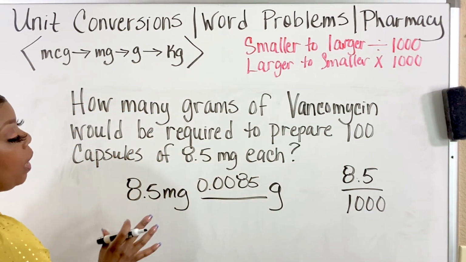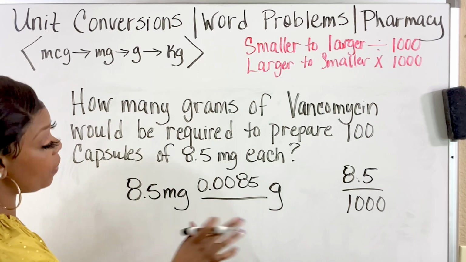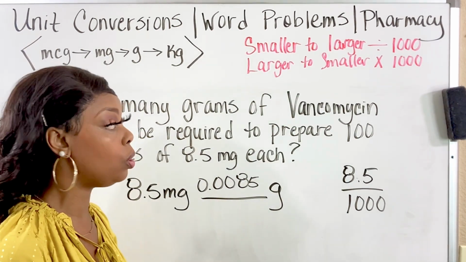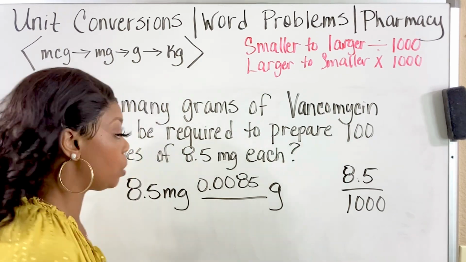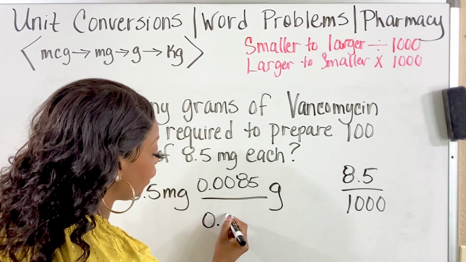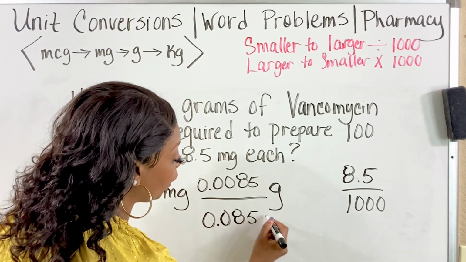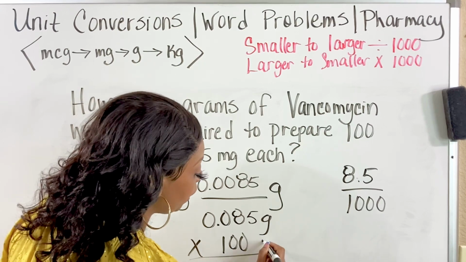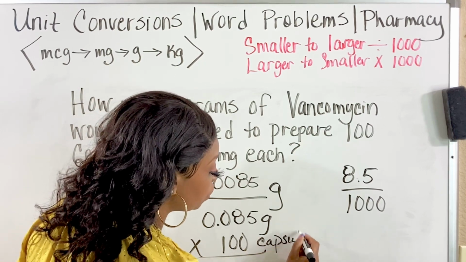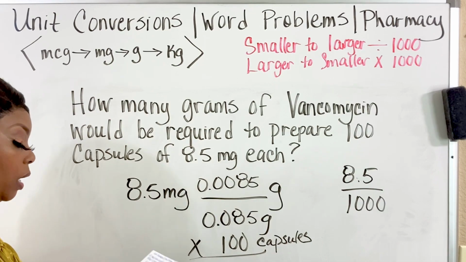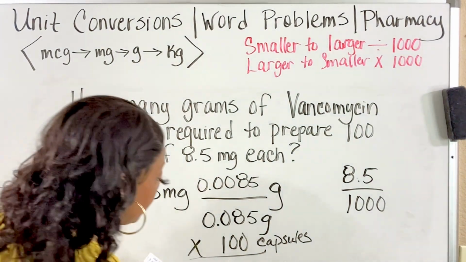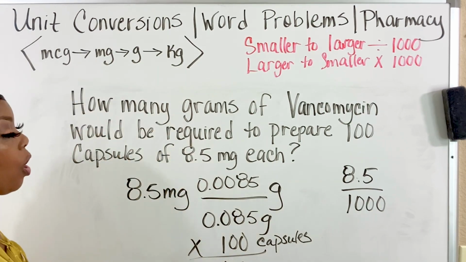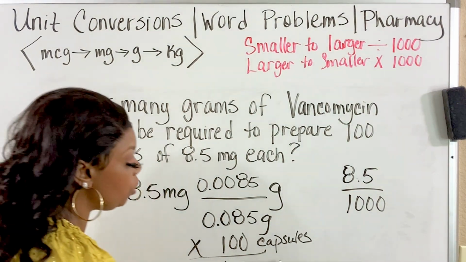So we have our 0.085 grams, and we need that prepared for each capsule, which will be 100 capsules. So now we're going to take the 0.085 grams and simply multiply by 100 because we need 100 capsules. So we need 0.85 grams in all. That's exactly what we need. Hopefully you can see the bottom here.